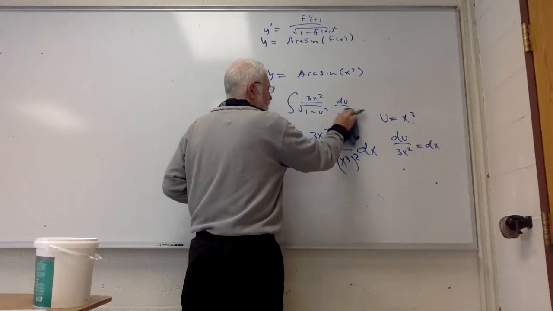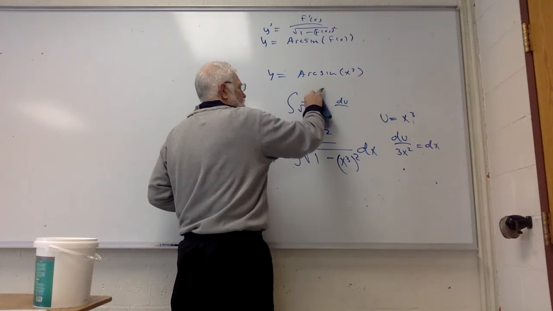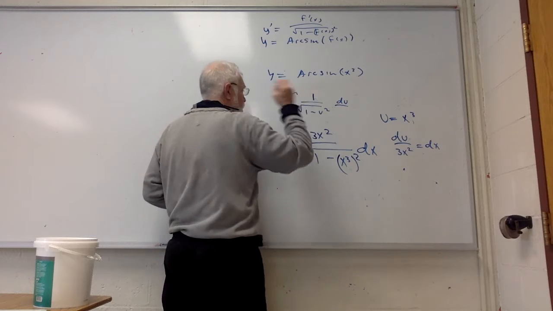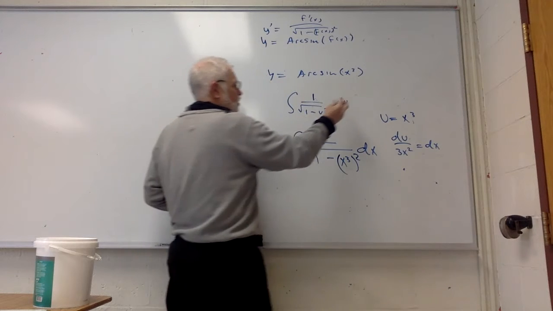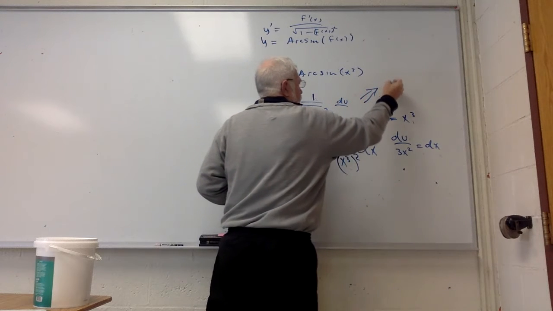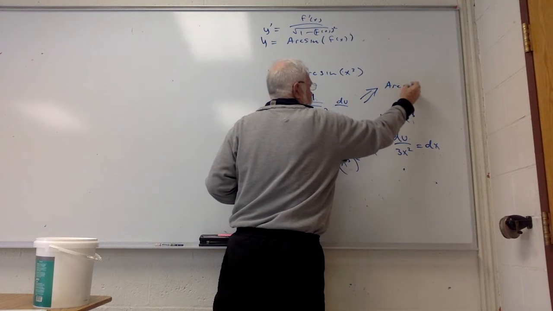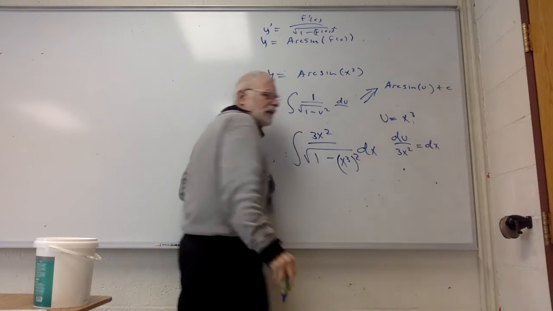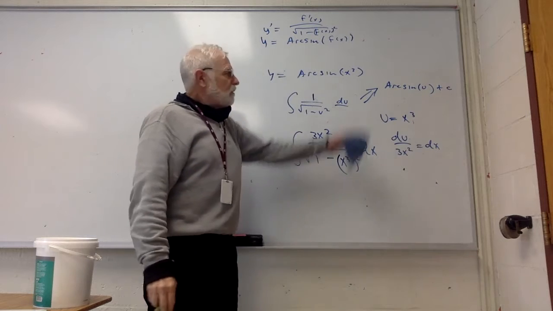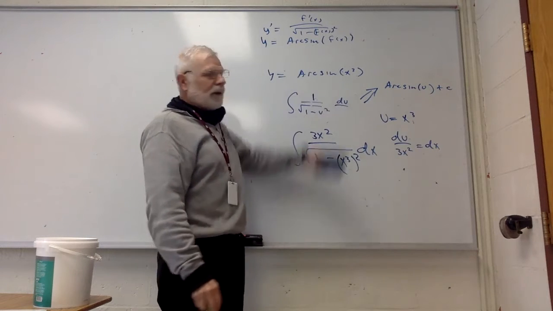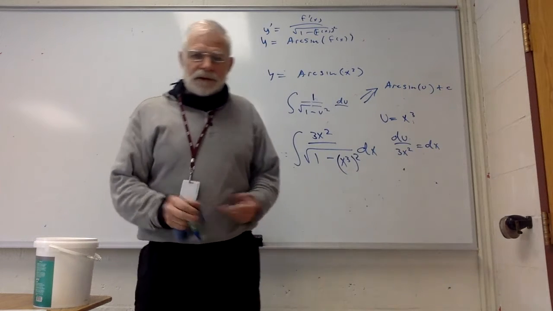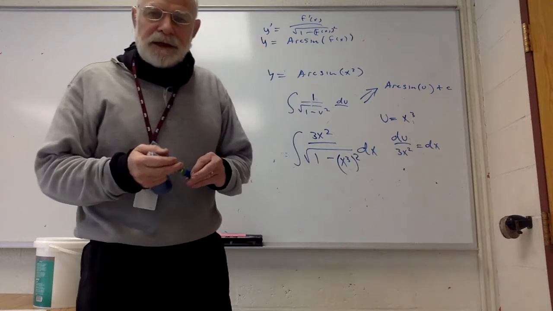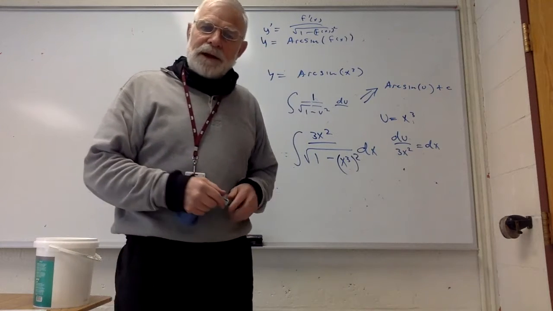I'll take them right out of there. Well, I won't take them out. 3x squared goes in and 3x squared. You better write the number 1. Well, that sure looks like the arcsine of u plus c. And your last step is to do what? Replace u with x cubed, and you're right back there. Okay? It's going to take a little practice for you to be able to see that. So we'll give you plenty of practice.